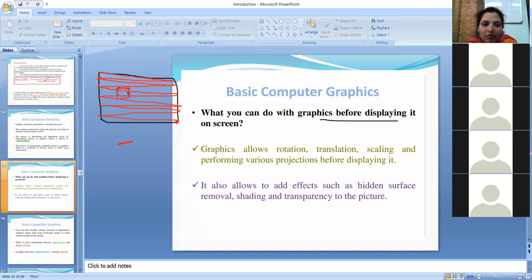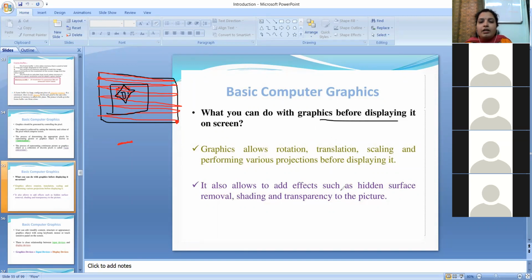I can carry out the rotation of this square. So now it is of this shape. After 90-degree rotation, it will be like this. So I'm going to change its direction. It is nothing but rotation, or I can scale it. Scale means I can enlarge it, or even compress it. So I can perform enlargement or compression of the object. Similarly, I can carry out translation. Translation means shifting of the object to a new location. So these are the different operations I can carry out.